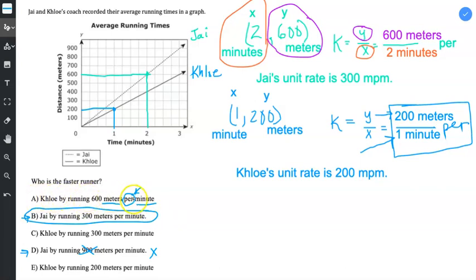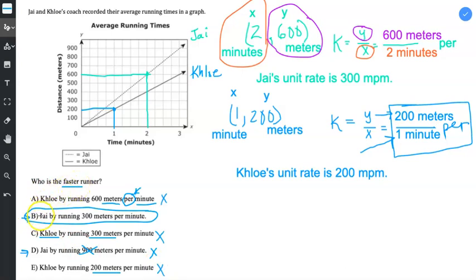Khloe by running 600 meters per minute. Well, she did not run 600 meters per minute, and Khloe is not the faster runner. All right, who's the faster runner? Khloe. That's not true, and she did not run 300 meters per minute. Okay, and then part E, Khloe did run 200 meters per minute, but she's not the faster runner, so that won't answer the question. So this is the answer.